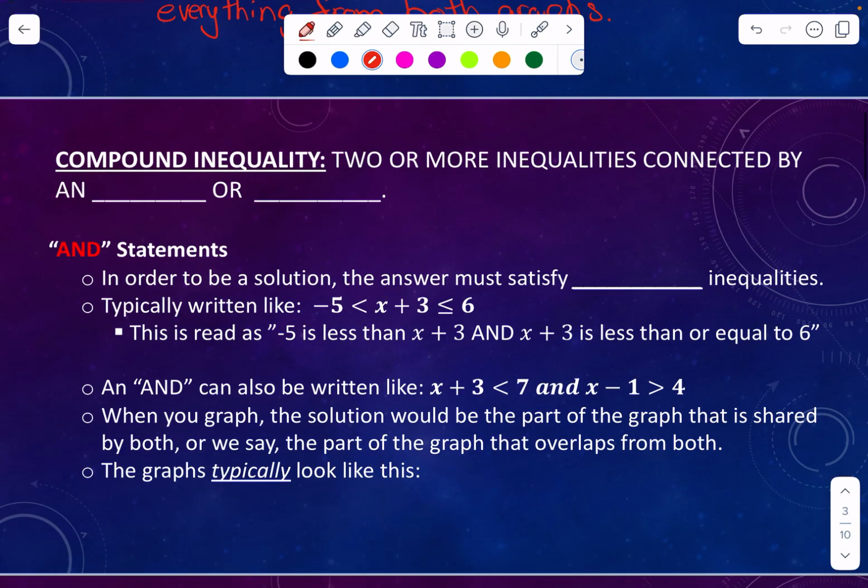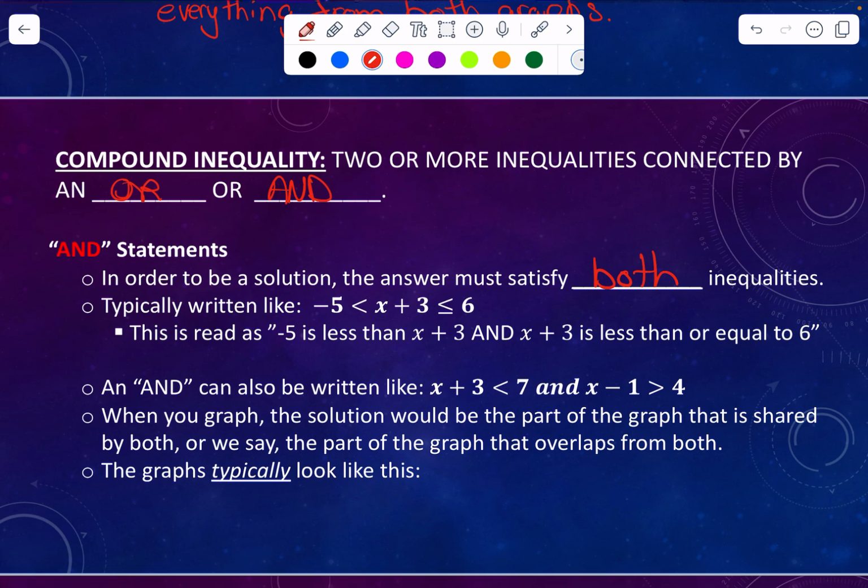So the next one, though, is we still have our or and we still have our and, but this time we're going to talk about the and statement now. In order to be a solution to an and compound inequality, the answer must satisfy both inequalities, meaning that you have to make both inequalities true. Typically, it is written like this, which is read as -5 is less than x plus 3, and x plus 3 is less than or equal to 6.